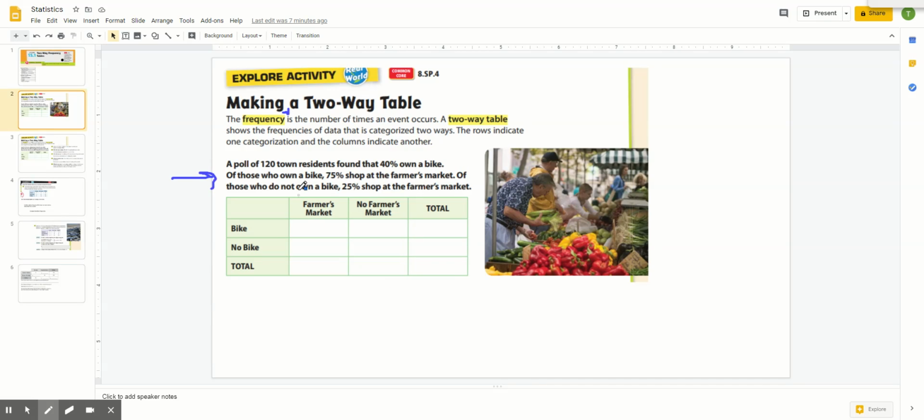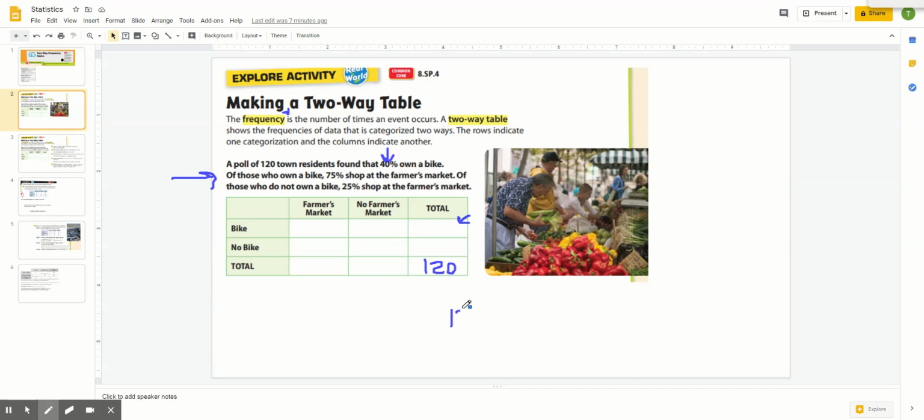All right, so here we go. Let's start with our 120. That's going to go in our total. It goes two ways, so there's two ways to calculate it, and it'll go across when we find our missing pieces. Let's start with the first part. There's 40% that own a bike, so that's going to go in this box here. Go ahead and calculate that.